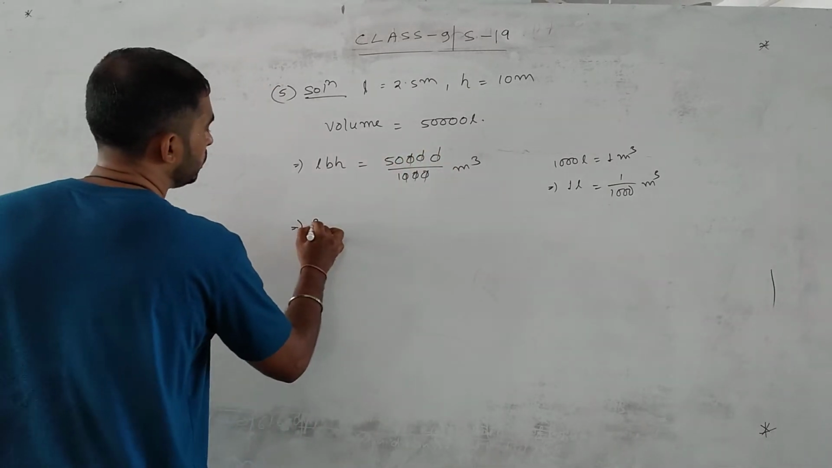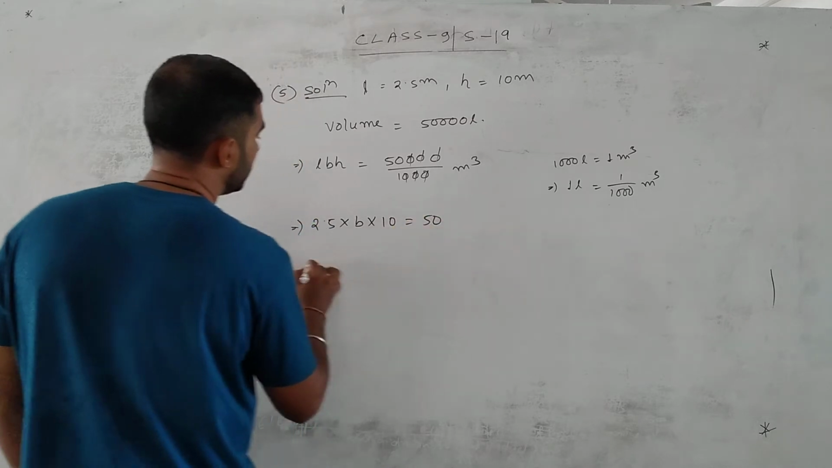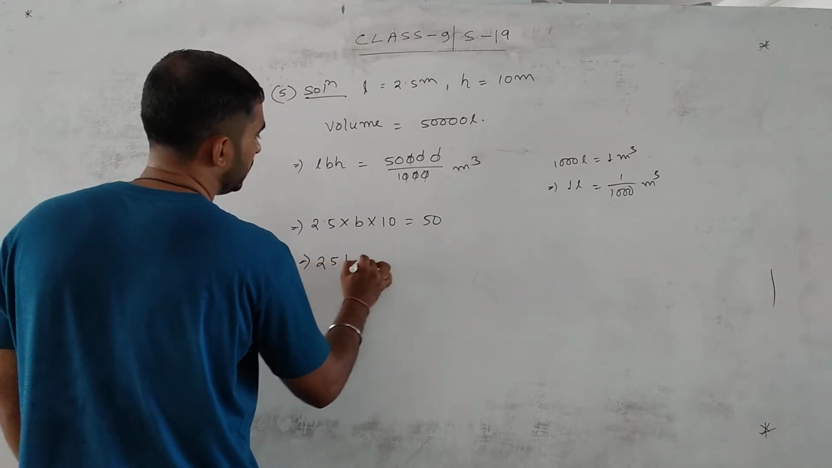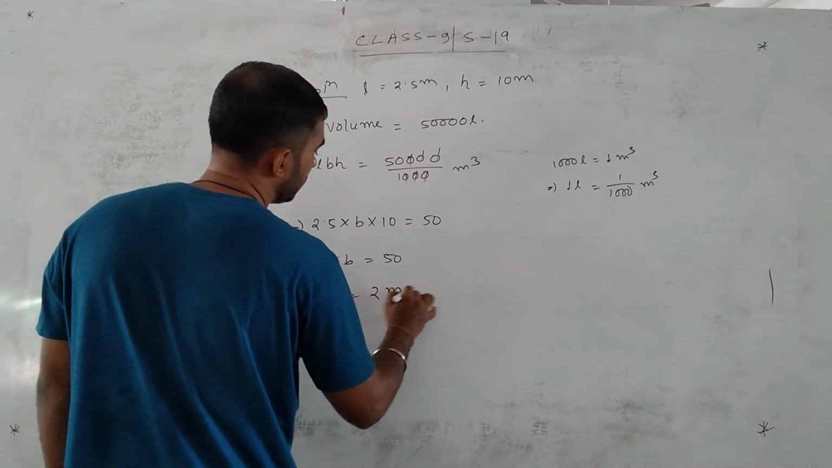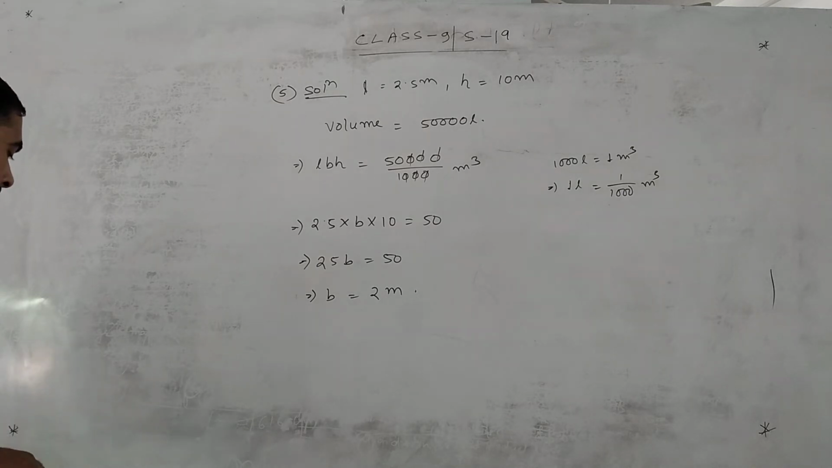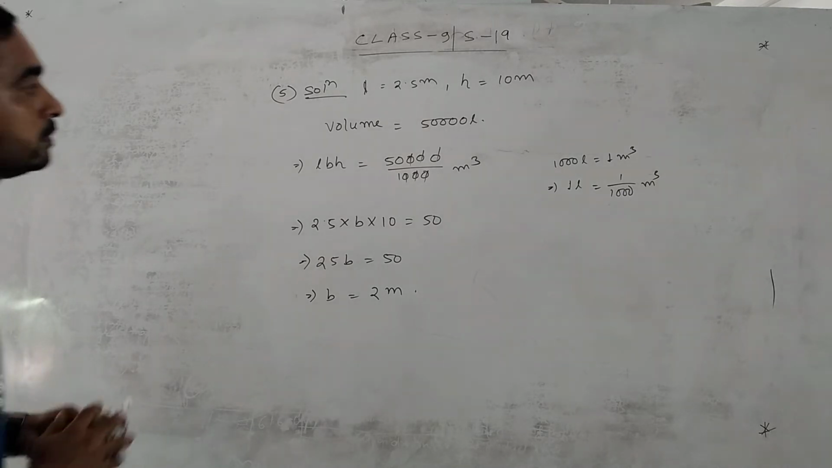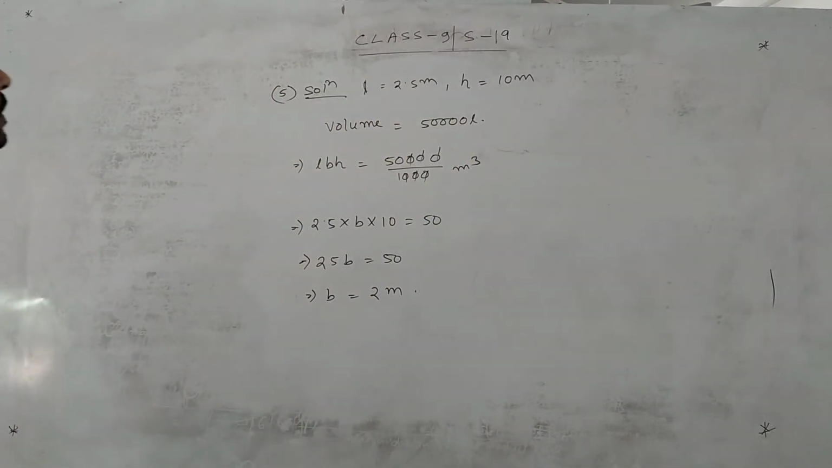So L is 2.5, B not given, H is 10, equal to 50. So this is 25, B equal to 50. So B equal to 2 meter.